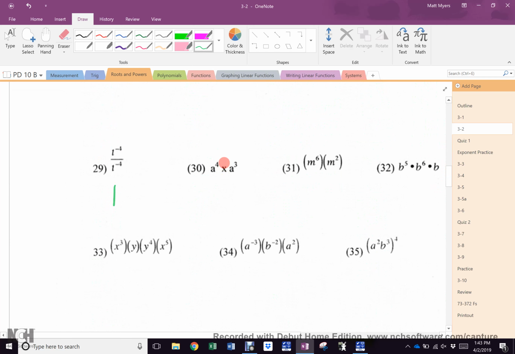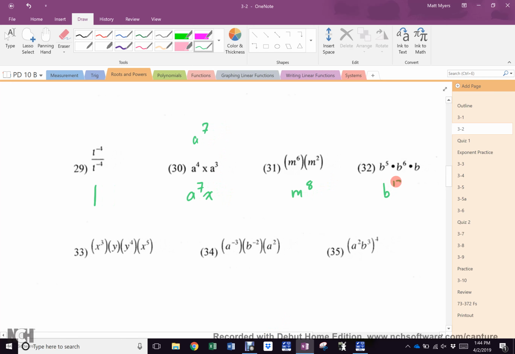Now, even though I warned you, some of you still will have thought that was an x. So if you left that as an x, it's a to the 7th x. If you listened to me and I told you that was times, it's a to the 7th. M to the 8th. B to the 12th. Kids often forget the 1 that should be there.